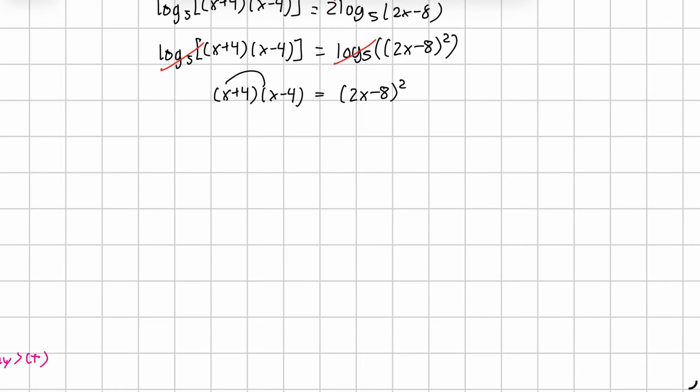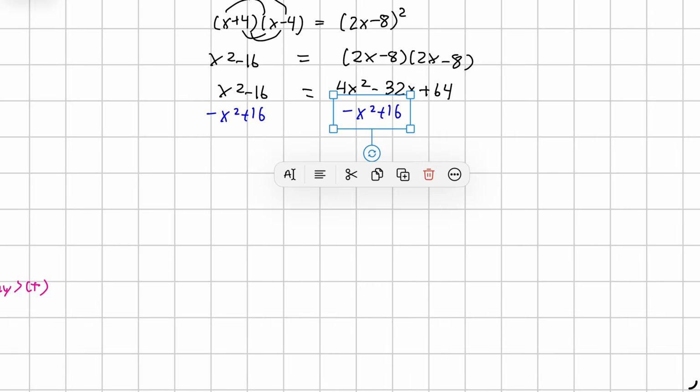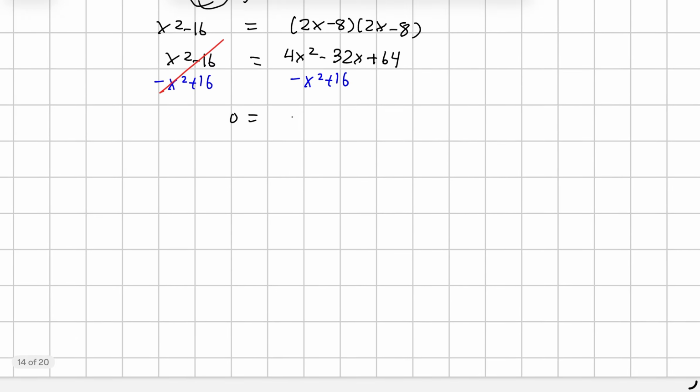So now we can expand. We have x squared minus 16 is equal to 2x minus 8 times 2x minus 8. So on this side, we're going to get 4x squared minus 32x plus 64. So now we're going to move everything to one side. Let's subtract x squared and add 16 here, and do the same thing on this side as well. So we get 0 is equal to 3x squared minus 32x plus 80.